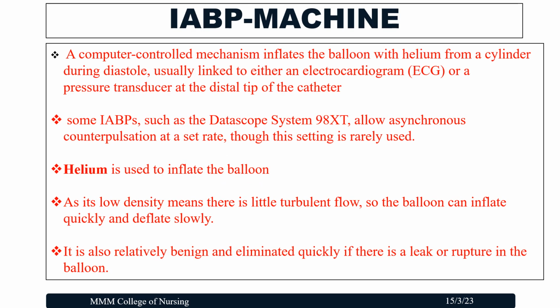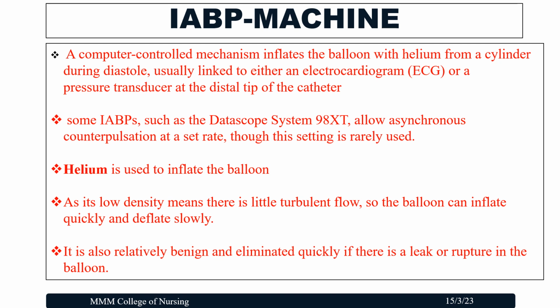The IABP machine is a computer controlled mechanism which inflates the balloon with helium gas from a cylinder during diastole. Usually it is linked to either an electrocardiogram or a pressure transducer at the tip of the catheter. Some IABPs, such as the Datascope System 98XT, allow asynchronous counter pulsation at a set rate, though this setting is rarely used.